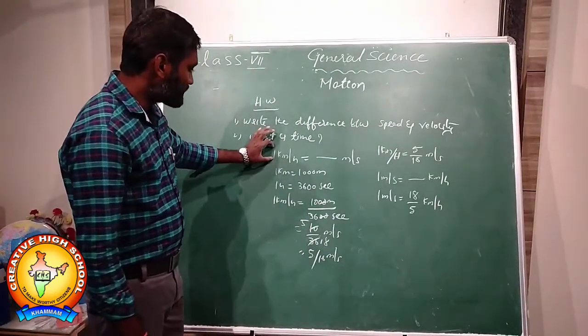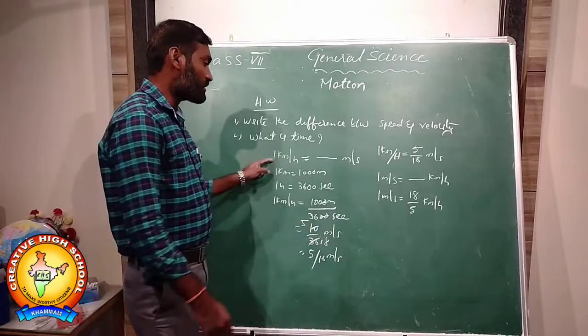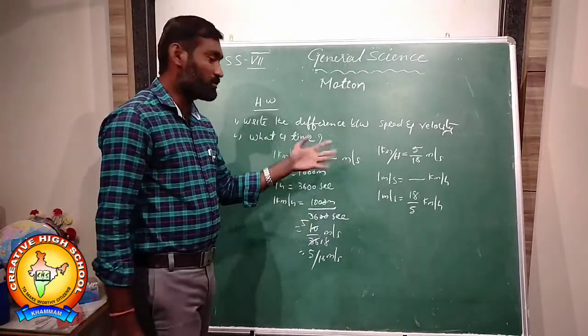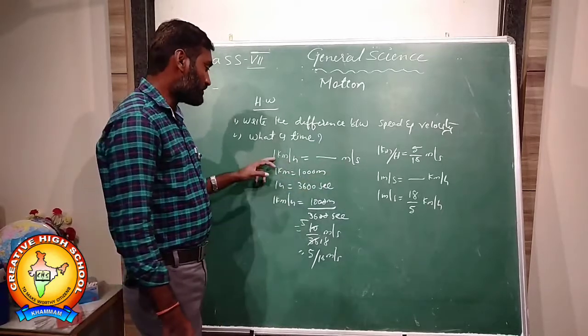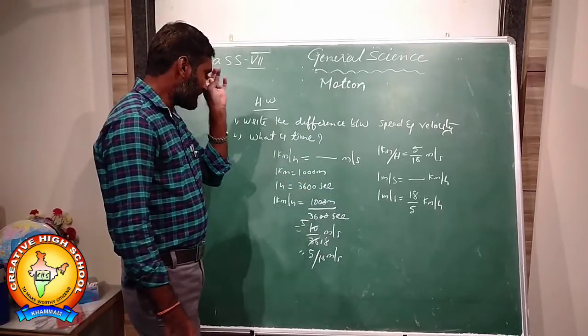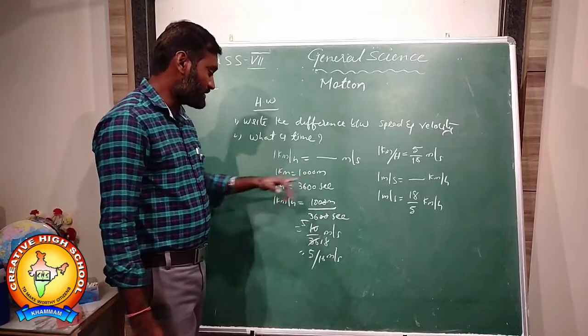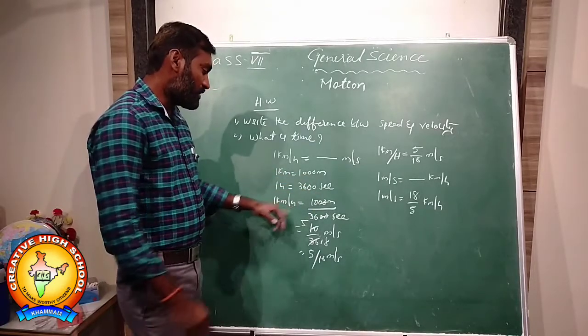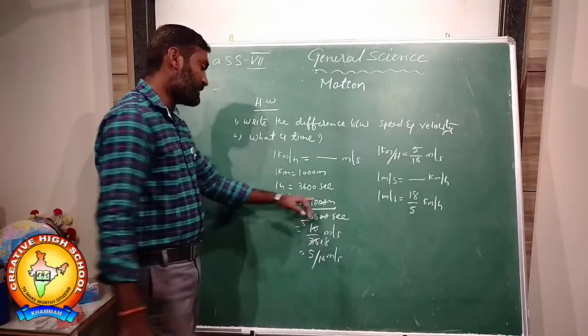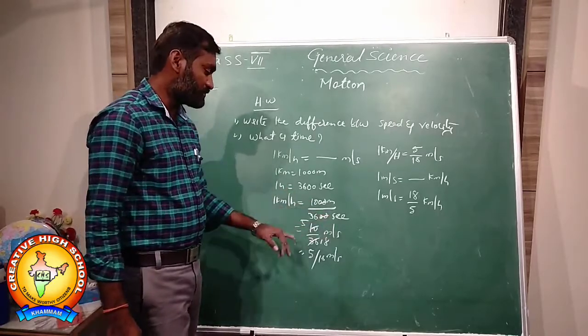See, these conversions are important. 1 kilometer how many meters? If you don't know, you can't get the answer. 1 hour equal to how many seconds? Also you should know. 1 kilometer equal to 1000 meters. 1 hour equal to 3600 seconds. 1 kilometer per hour equal to 1000 meters by 3600 seconds.